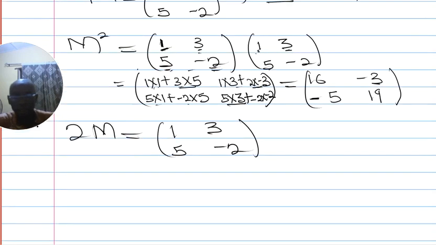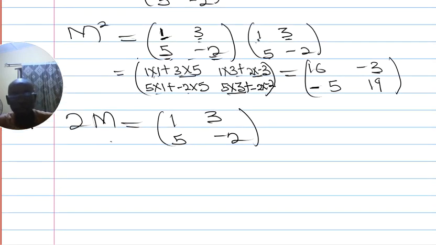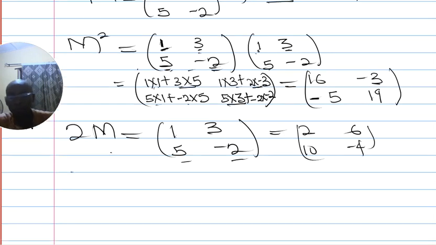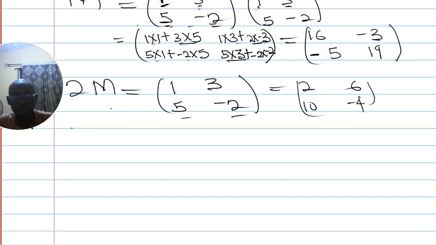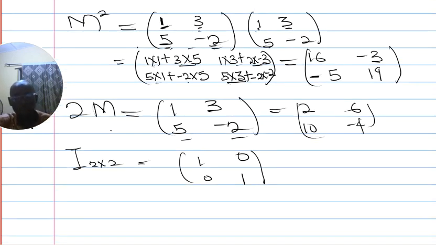Now the next thing is to find the 2M. So 2 times 1 is 2, 2 times 3 is 6, 2 times 5 is 10, 2 times -2 is -4. Now the next thing is our I, where I is for identity matrix, that is a 2 by 2 matrix. Here I can say [1, 0; 0, 1]. Okay, we are done.